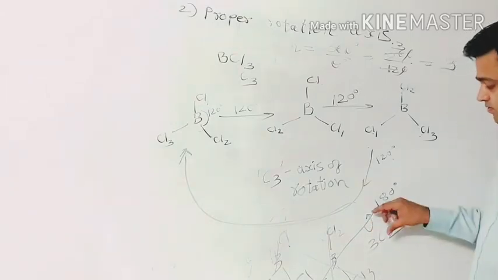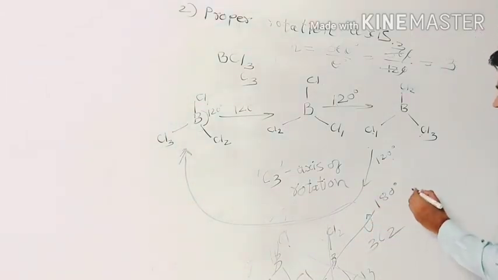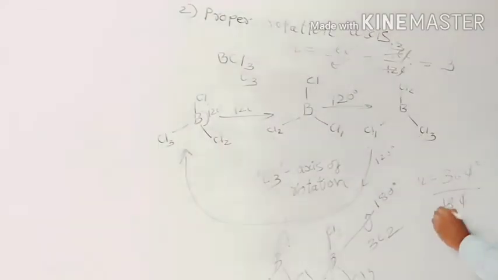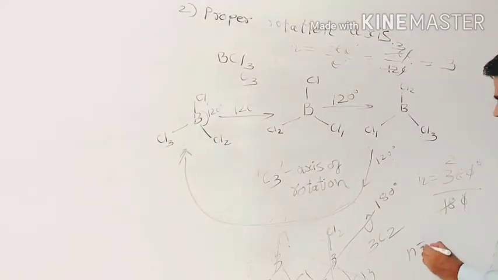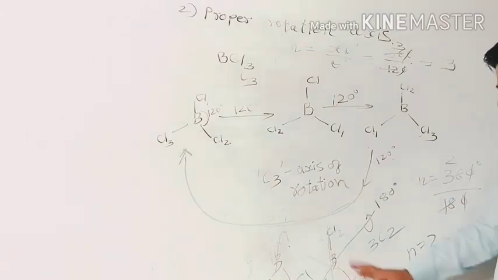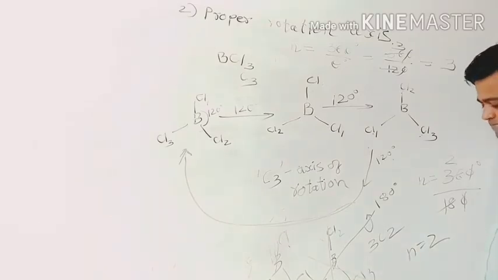Similarly, we can find out for the BCl bond axis of rotation, 180 degree. We have rotated it by 180 degree. Therefore, for BCl3, n equals 360 degree divided by 180. 18 2s are 36. n equals 2. Therefore, how many are there? 3 C2 axes are there. Right?